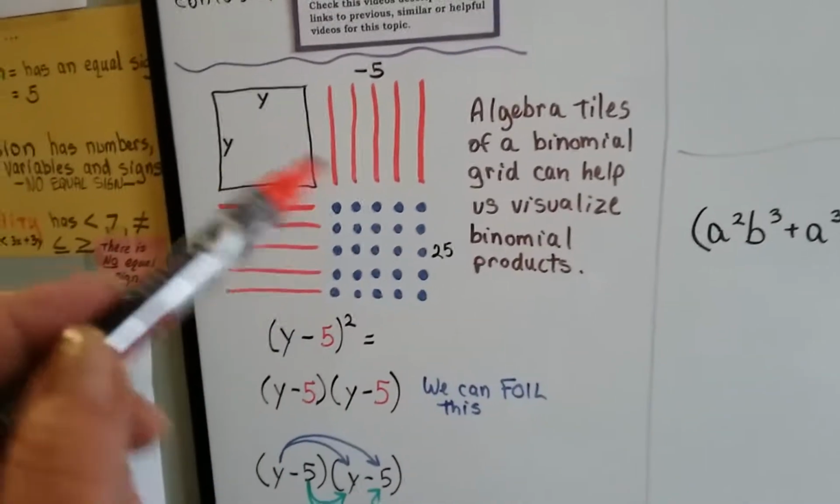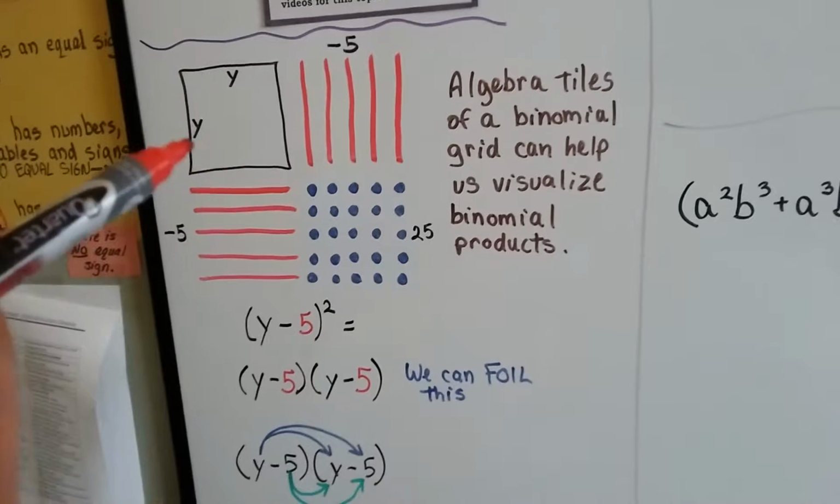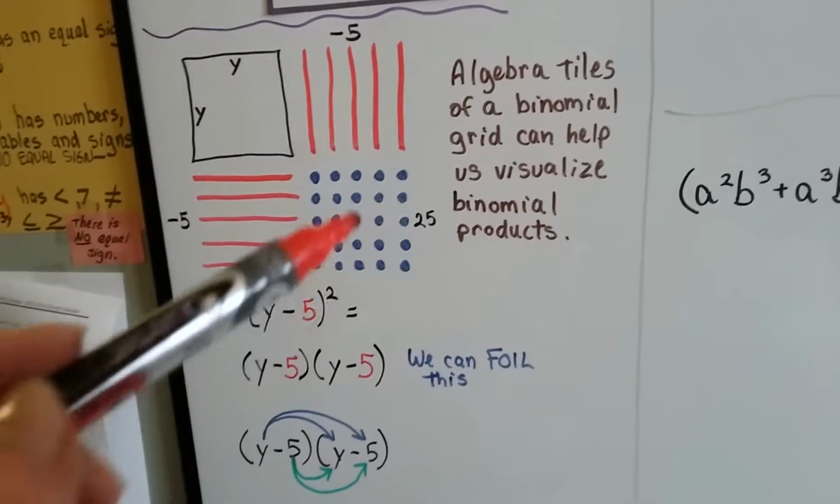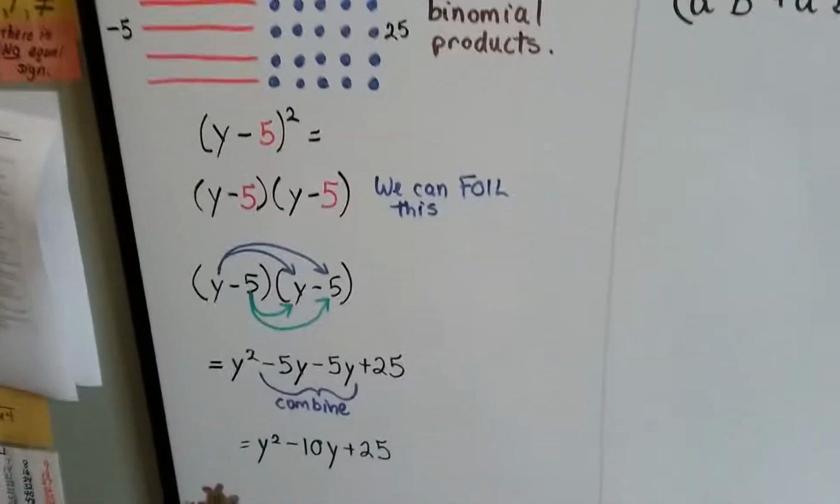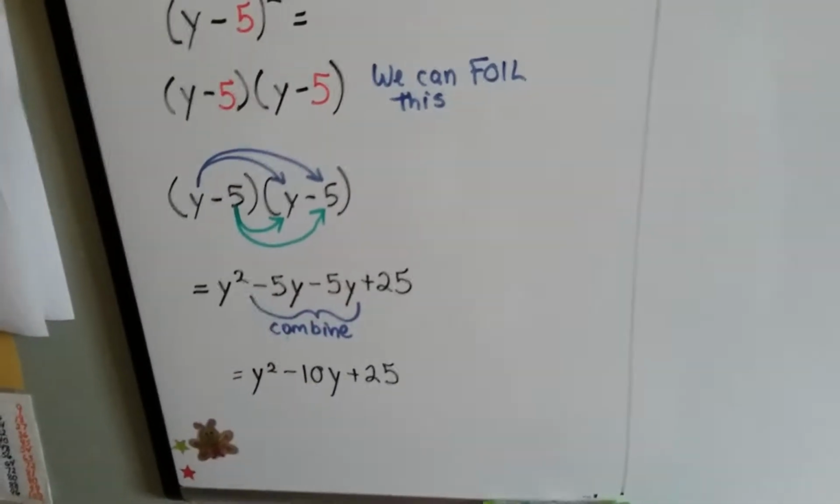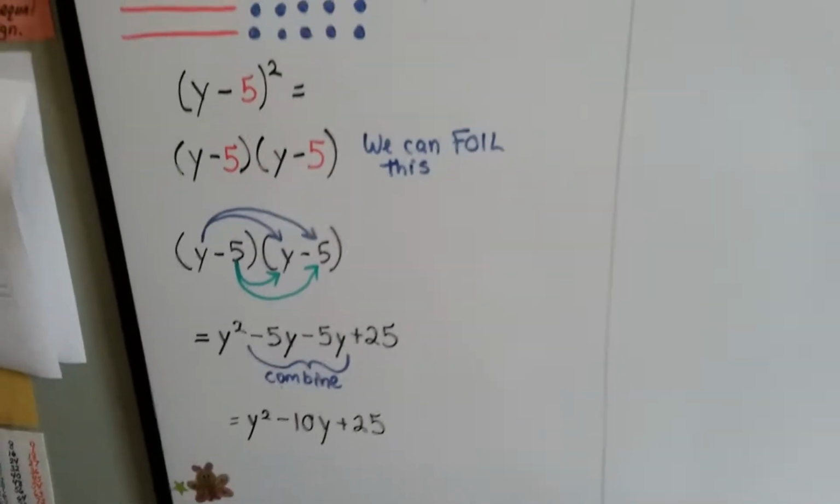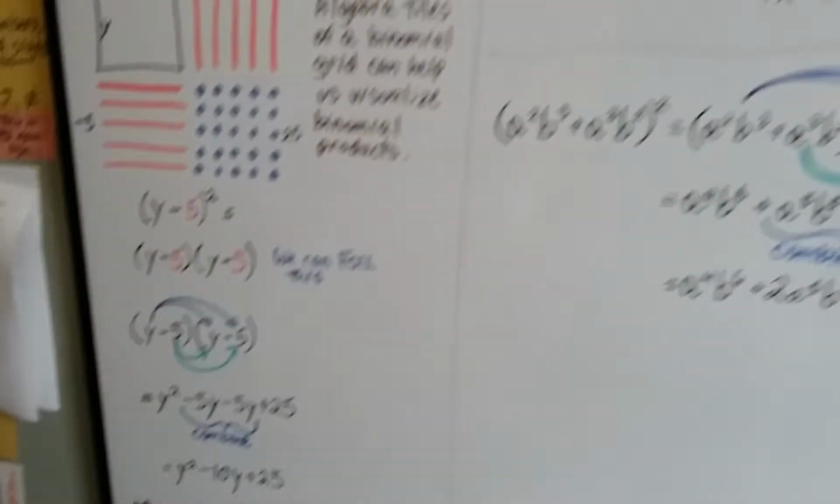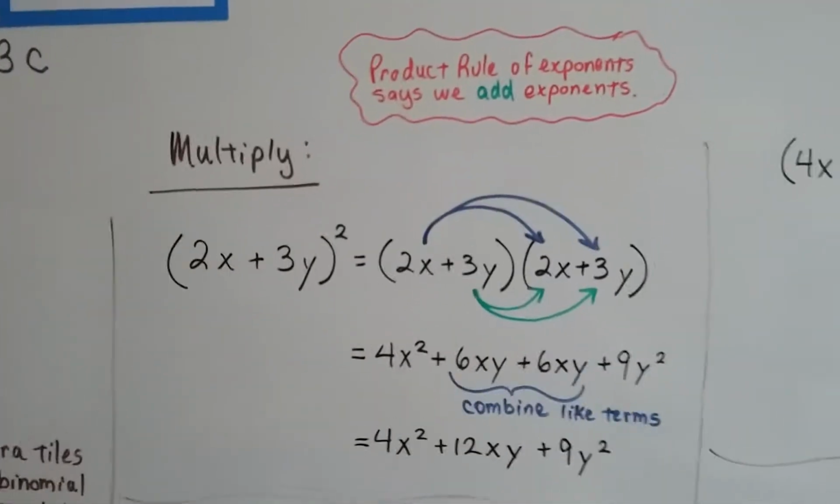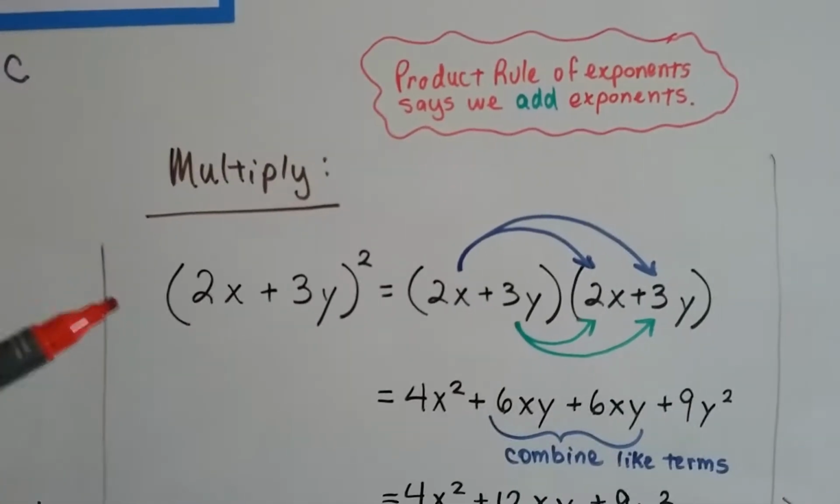And this ends up being a model of what we did. We've got our y squared minus 5y plus 25, see? We can combine these like terms and get a negative 10y. So we have y squared minus 10y plus 25. We FOILed it. So remember, the product rule of exponents says we add exponents. All right? When we're multiplying, we add exponents.